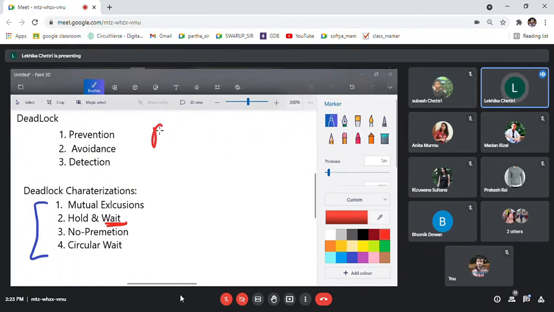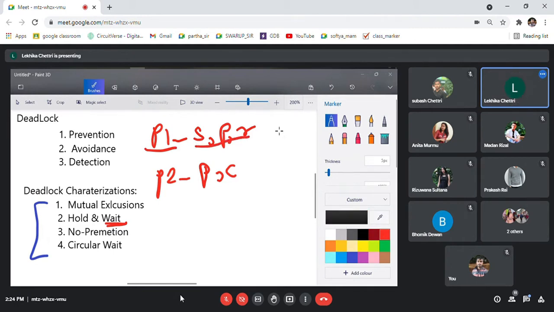Now I took an example where P1 was holding resources, I think S, printer P, and resource R. Process P2 was holding resources, I think printer, let us say C, and it was waiting for some A, anything like that. So what is no preemption? No preemption is process P1 is holding this and is waiting for D. Okay, so it had D, right?